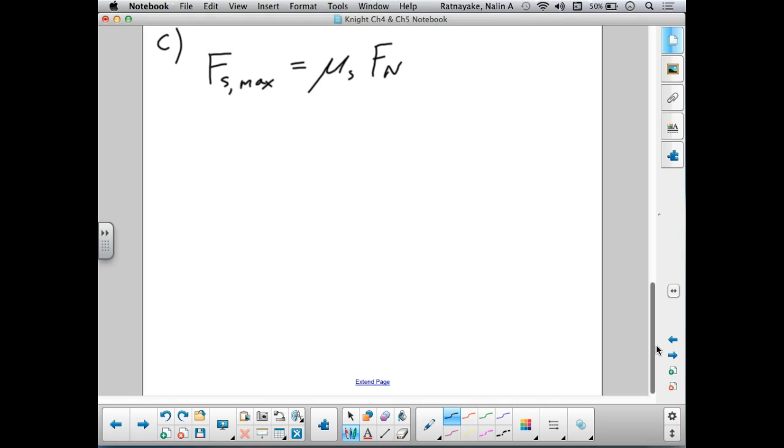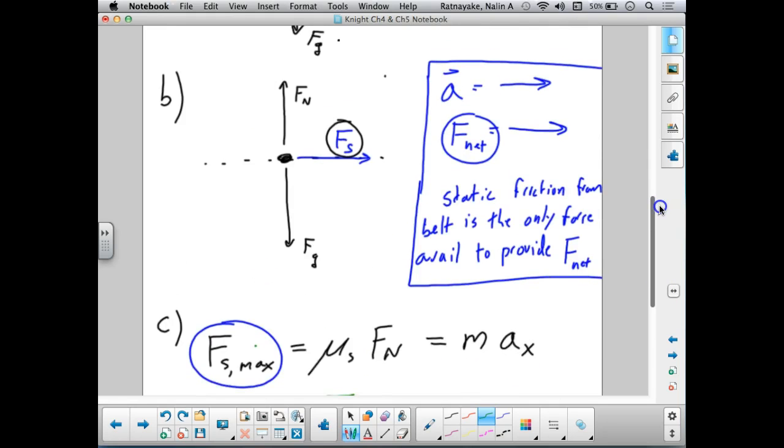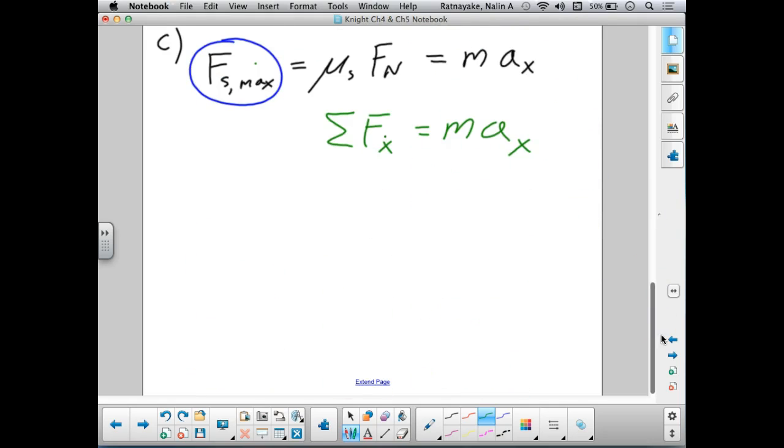And if the static friction is the net force on the object that's going to be accelerating it, then by Newton's second law, this has to equal the mass of the object times the acceleration in the x direction, because that is my only force. This is just a statement of Newton's second law, where the sum of the forces in the x direction better be equal to the mass times the acceleration in the x direction. The only force I have in the x direction is static friction, if the belt is accelerating. And we did that in B. Okay, so let's figure out what this maximum acceleration can be.